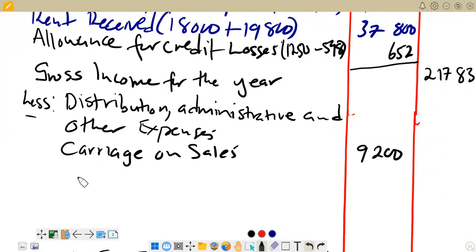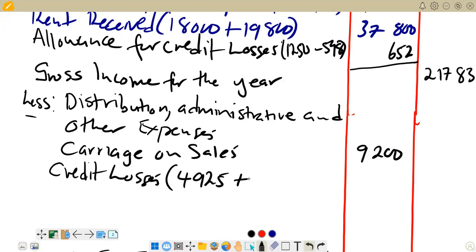So we go back again to the answer section, and when we come here now we are saying credit losses. In brackets we put the 4,925 that we are given in the list of balances, then we add the additional one in the additional information, that is 1,950. Then we are going to get 6,875.